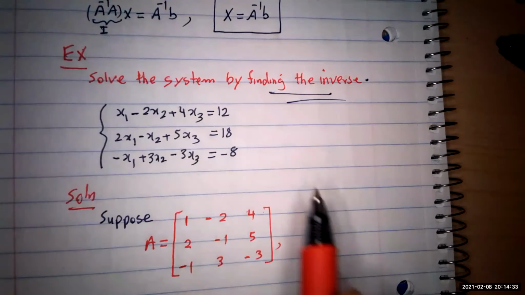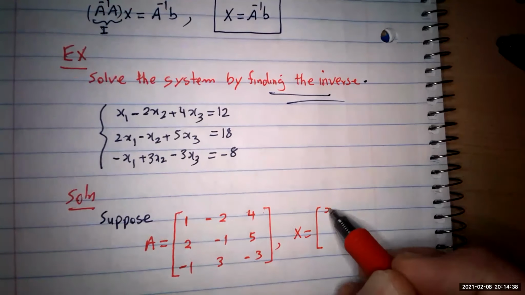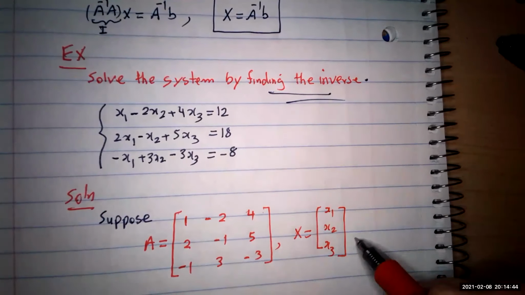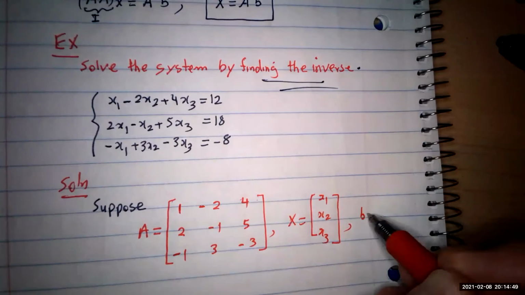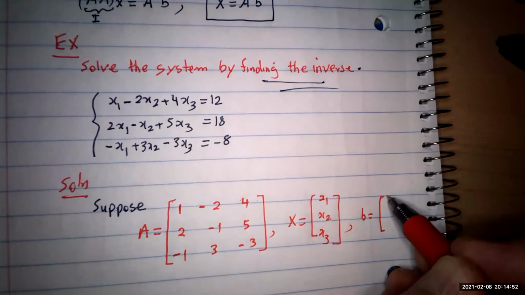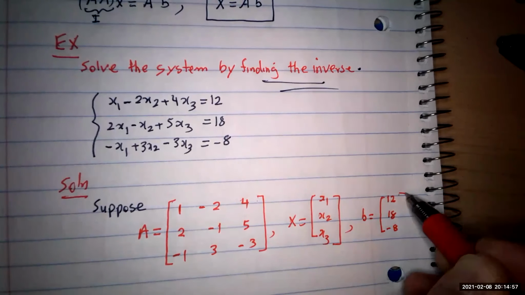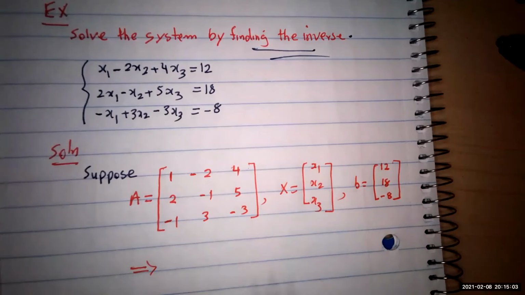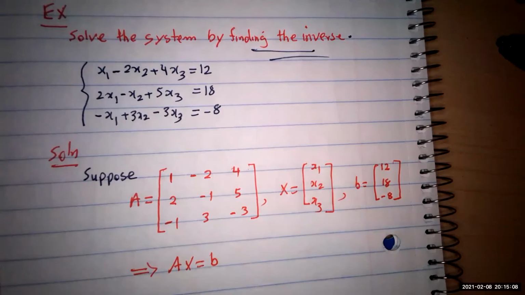Then you have a matrix of the unknown variables. This is going to be x1, x2, x3. Then you have a constant matrix. The constant matrix, your B, is equal to 12, 18, and -8. Okay, so this changes your system of equations into what? Into A times X equal to B.